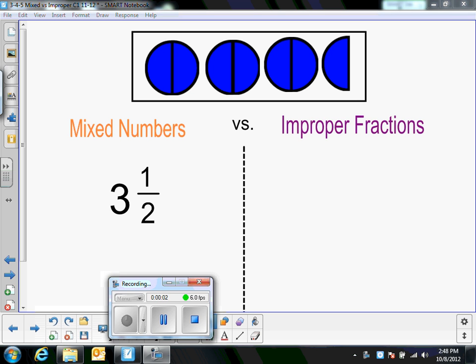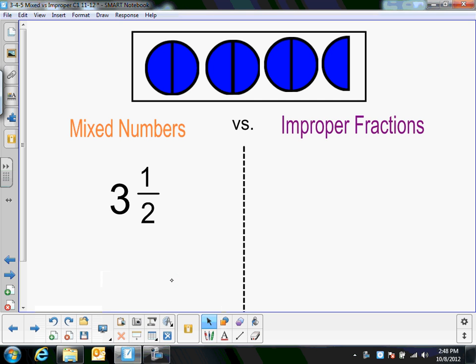Hello friends, in this video I'm going to show you how to use mixed numbers and improper fractions, how to turn a mixed number into an improper fraction, and how to turn an improper fraction into a mixed number. The terms mixed number and improper fraction should be a review for you. You did have them last year.